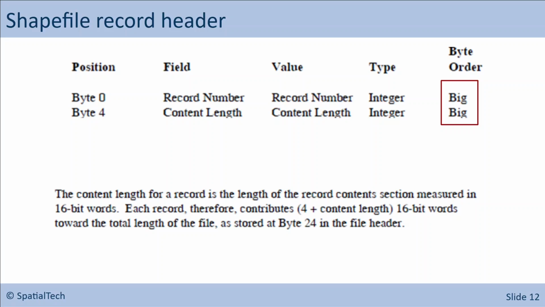It's interesting, the record contents are measured in 16-bit words. So the computer has to take the number it finds in here, remember that it's in big byte order, and also remember to multiply it by 2 to get the actual size in bytes. So this content length needs to be multiplied by 2, which may sound weird, but that is the spec. You take that number, times it by 2, and you know how many bytes you have to skip ahead in the file to get to the next feature.